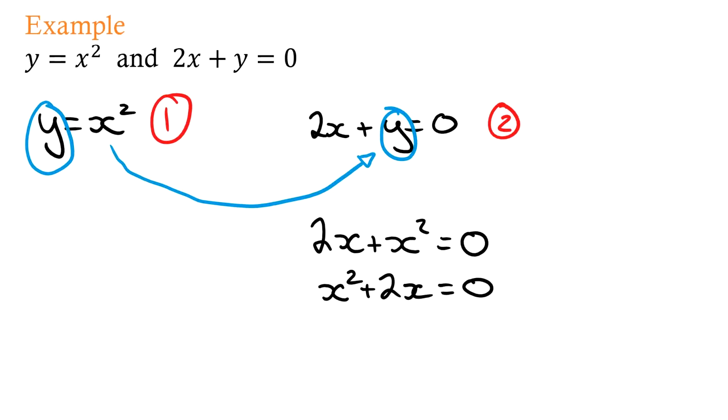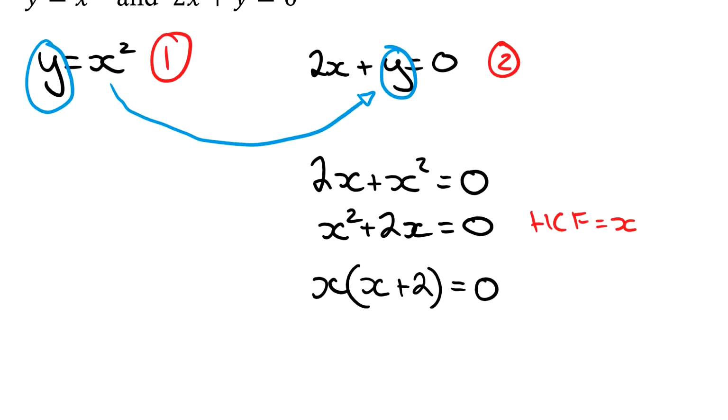Now what I can do is factorize this. So look for my highest common factor, and in this case that's going to be my x. I can bring the x out the front, and x times x gives me x squared, so x goes in here, and then 2 times x gets me 2x, so 2 goes there.